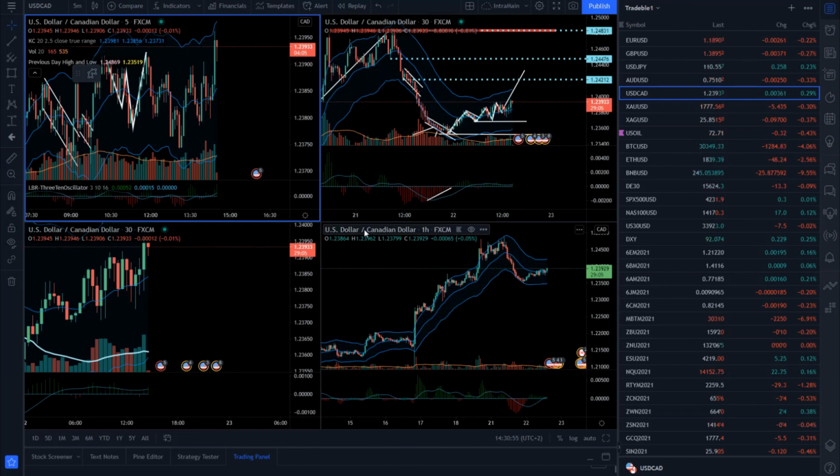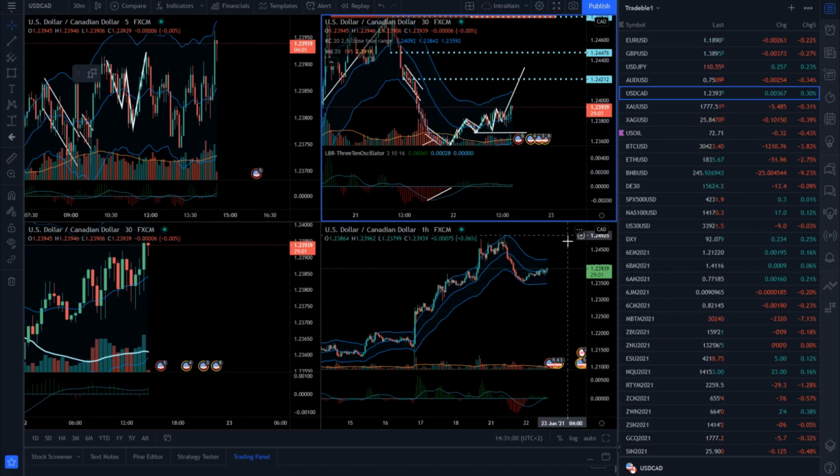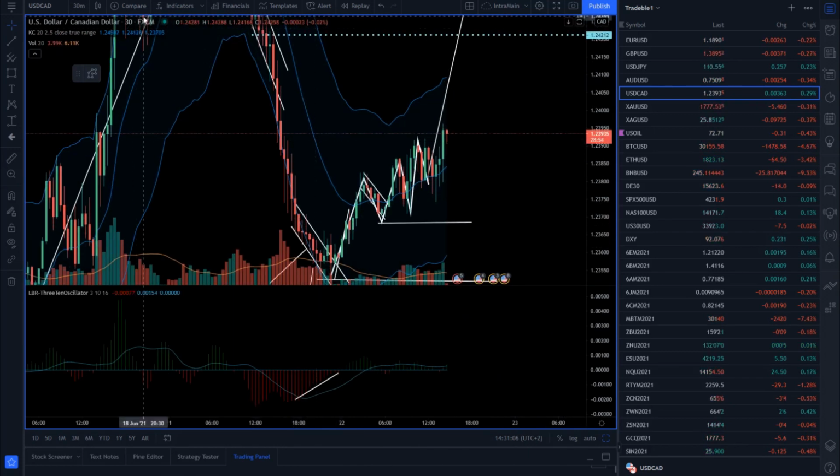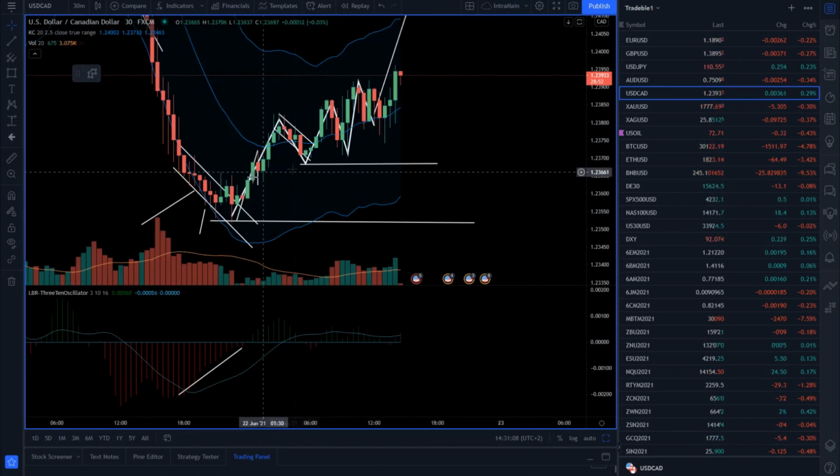Based on my analysis here, I see there is good potential for a rally in the next period, and we got tons of confirmation for that rally to happen. So I will start with the 30-minute time frame first.